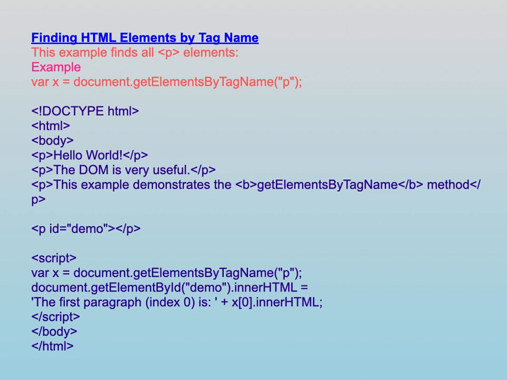That is, the first paragraph index of 0 is x of 0 dot innerHTML. Here x of 0 is the only specified element, so x of 0 will represent the first paragraph element with the content hello world. So the content will be hello world followed by an exclamation mark. That is what is going to display after the comment: the first paragraph index of 0 colon hello world exclamation. Okay, so this is how this program is working.